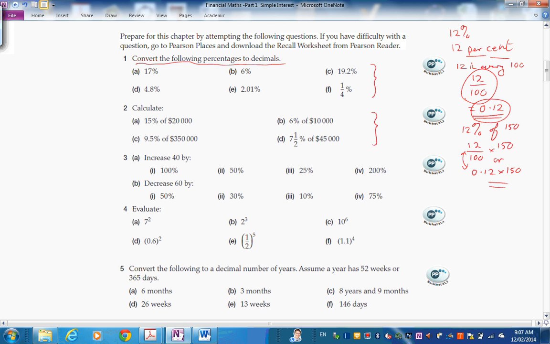And then increasing 40 by 50%, increasing it by. So you'll have one lot of it plus the extra percent. So if you want to increase something by 12%, you will multiply by 1.12, because you want the original, one lot of that plus 12%. Have you done that before?